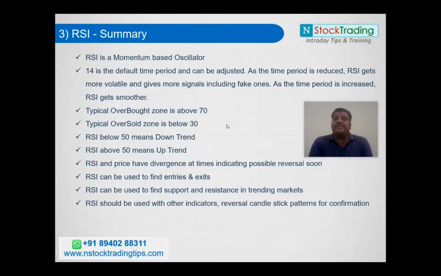So RSI can be used to find the entries, yes, and exits, like whenever there is a crossover or when we know that there is an entry. And during a strong uptrend or a downtrend, we can find the support and resistance, which is around 40 to 50 for an uptrend and around 50, 60 for a downtrend. So this way, RSI can be used in multiple ways to help you trade in a better way. And do not stick to just one particular indicator, because it's better to always get confirmation and then do the trade. And that's it.